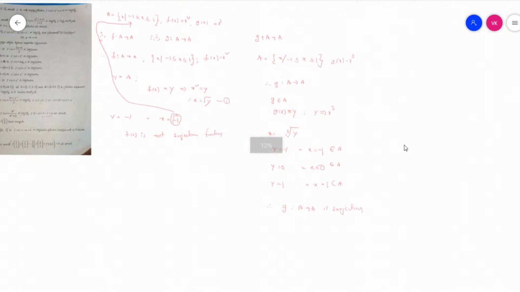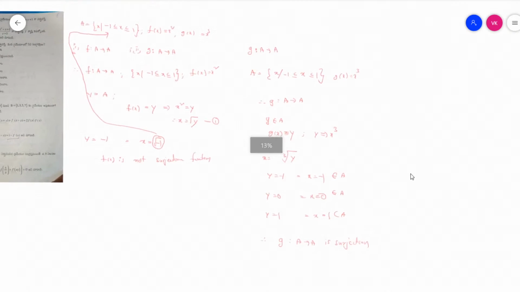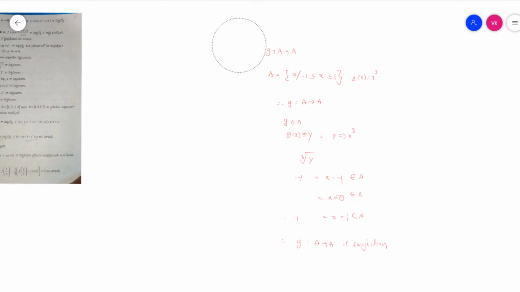Okay, this is sometimes given for a 5-mark question. This is about the first question in Roman 2. Let's go for the second one. Yes, let's go for the second question.